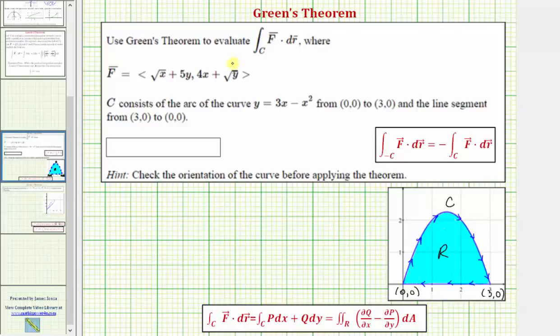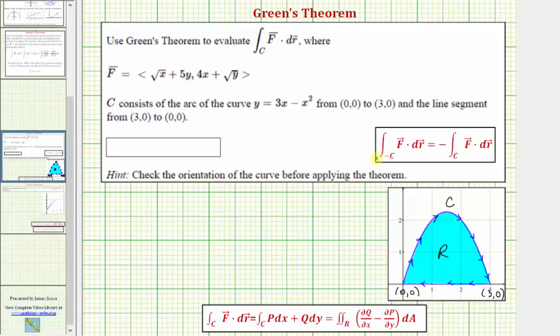We want to use Green's theorem to evaluate the line integral along the curve C of F dot dr, where the vector field F is defined here, and the curve C consists of the arc of the curve y equals 3x minus x squared from (0, 0) to (3, 0), and the line segment from (3, 0) to (0, 0). And we're given a hint here to check the orientation of the curve before applying Green's theorem.